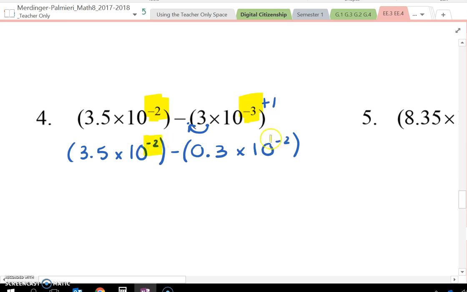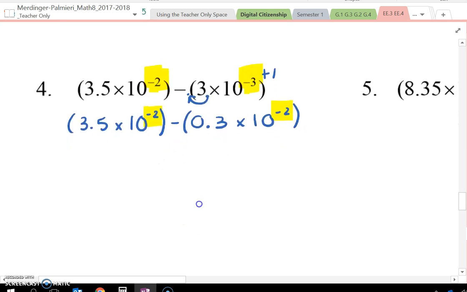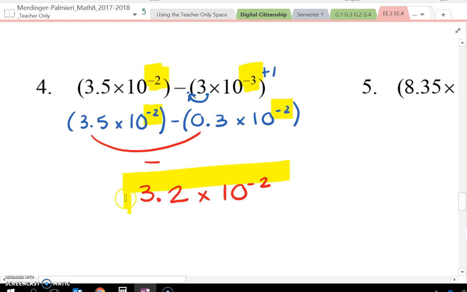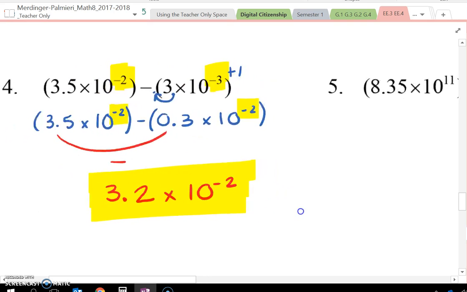And looking at my exponents now, my exponents are the same, so we are able to just subtract our first factors. And this is 3.2, right? We're looking at 3.5 minus 0.3. So 3.2 times 10. And keep your exponent. Remember that common exponent needs to be there for your answer. So this is your final answer, 3.2 times 10 to the -2nd power.